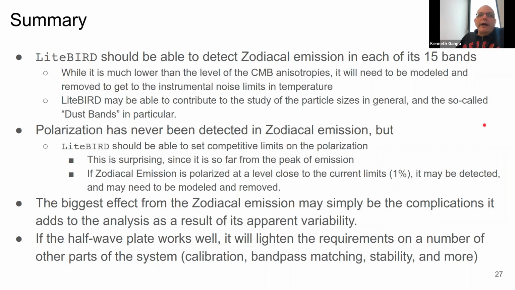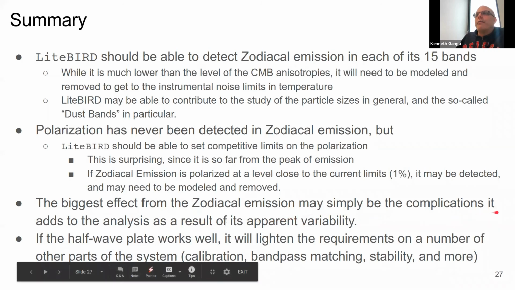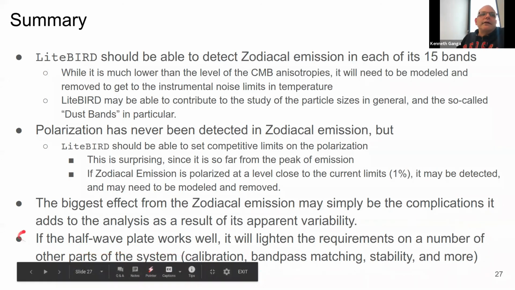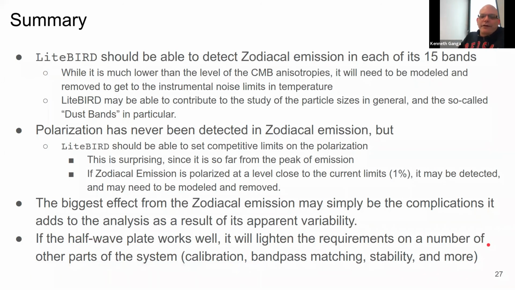LiteBIRD will probably set the most stringent limits on polarization of zodiacal emission ever done, which again is just amazing to me. And then this is what I wanted to highlight. I don't think it's going to compromise the CMB. We might have to model and remove it some. The biggest effect is that it's just going to make life a little harder, reducing the data. And then I did like the idea that the wave plate will help. I just really hope it works because it's a difficult thing to do. And I think that's everything I wanted to say.